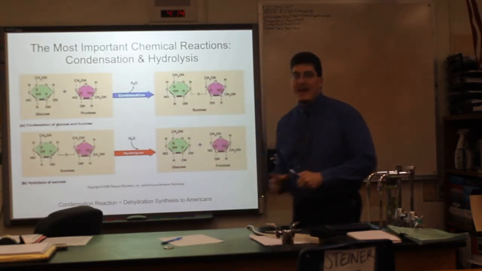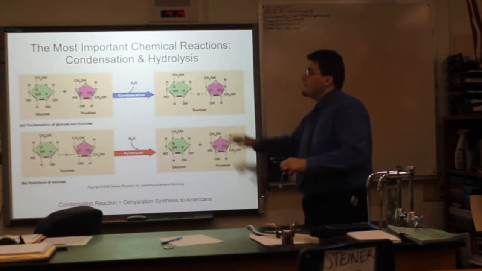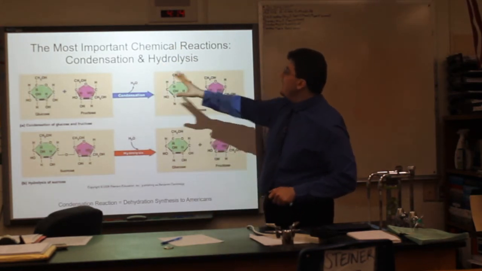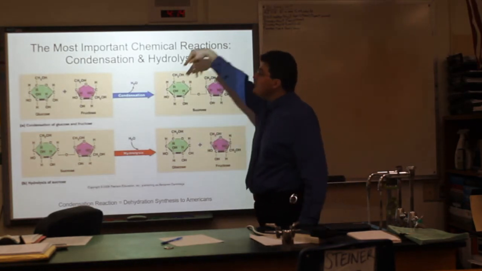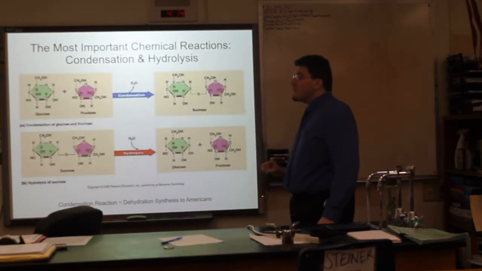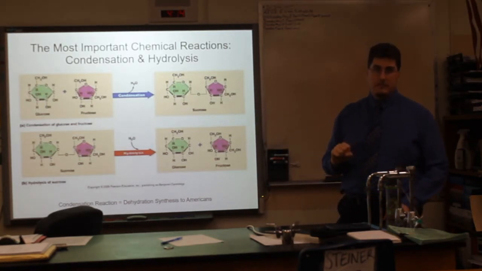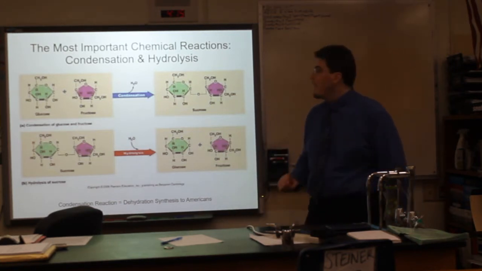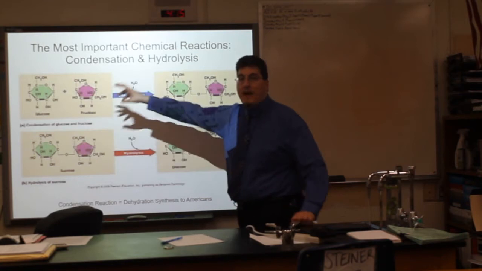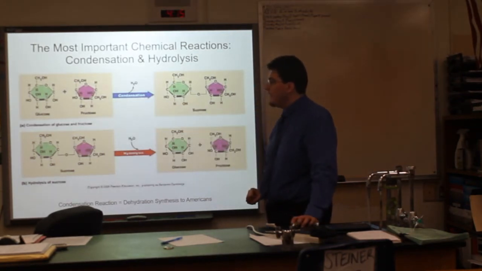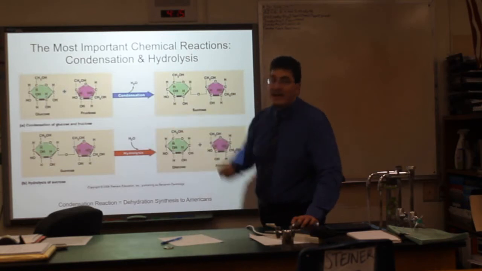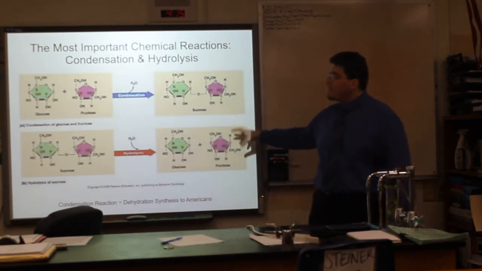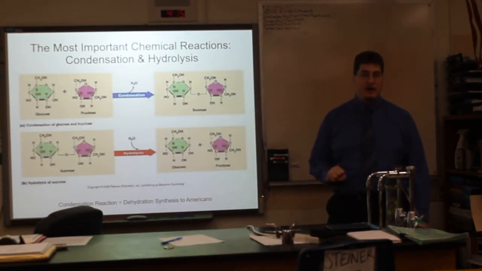In our condensation reaction, we have 2 sugars, 2 carbohydrates that undergo the condensation reaction. Water is removed, and a glycosidic bond will form. In our hydrolysis reaction, we will have 2 sugars that are bound together as a disaccharide. Water will be added. This glycosidic bond will be broken, and you will have, at the end, 2 separate monosaccharides.